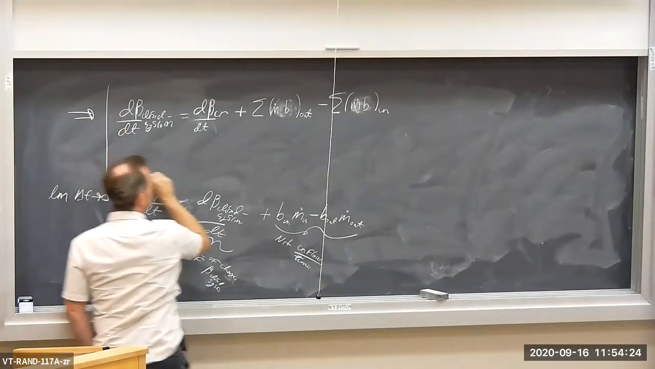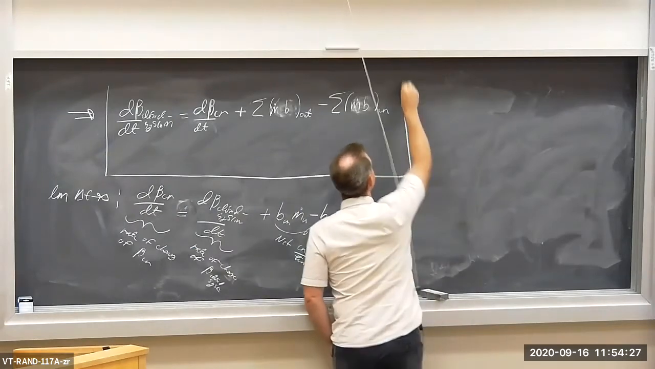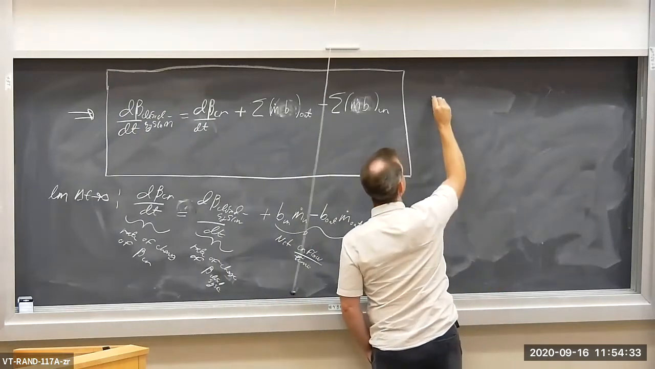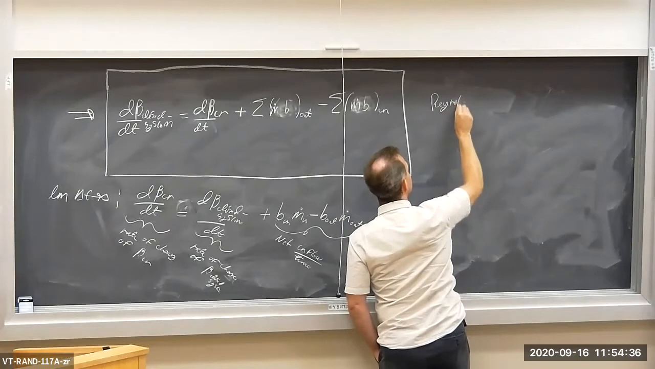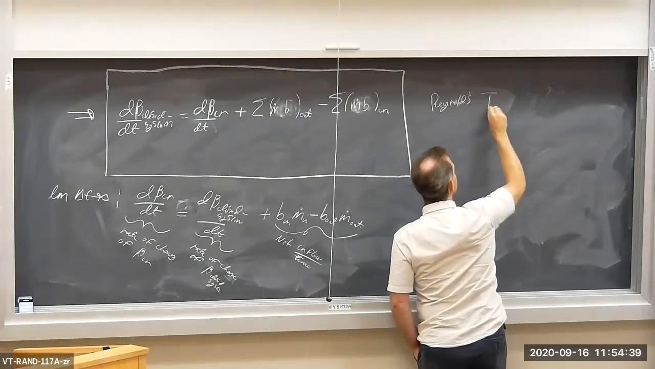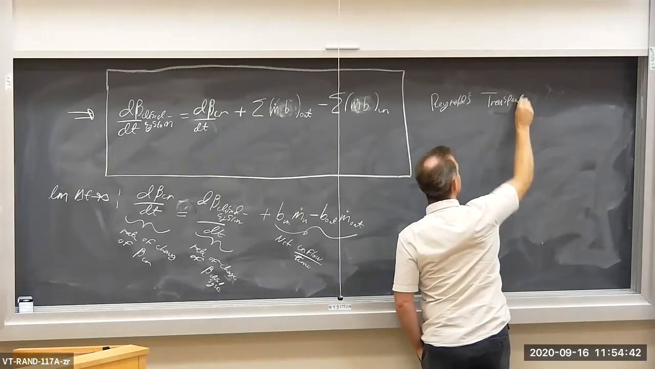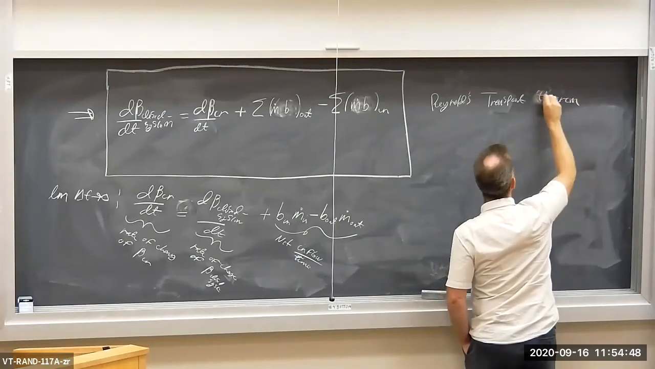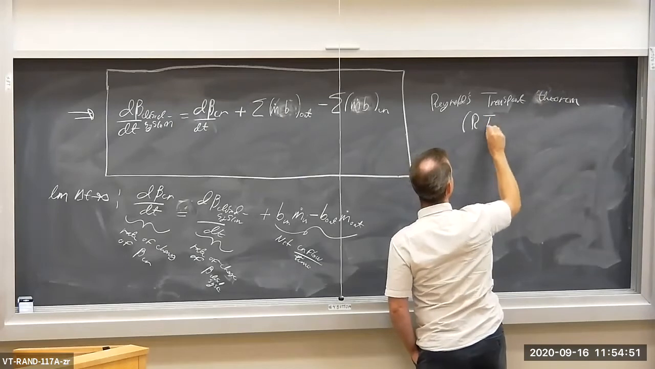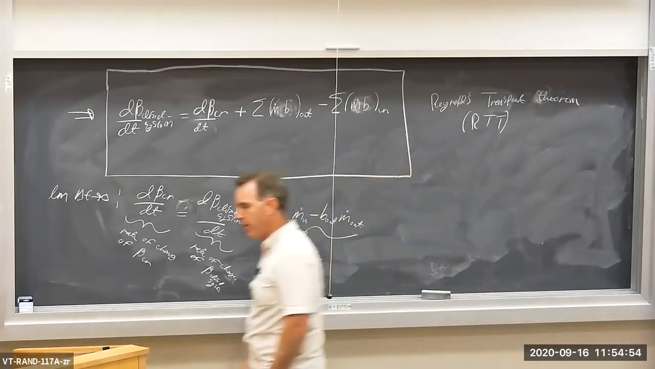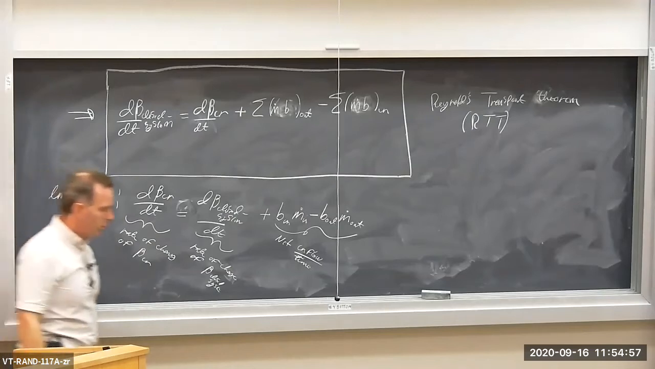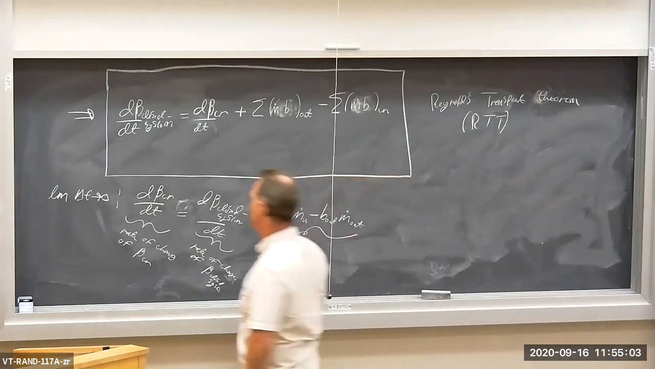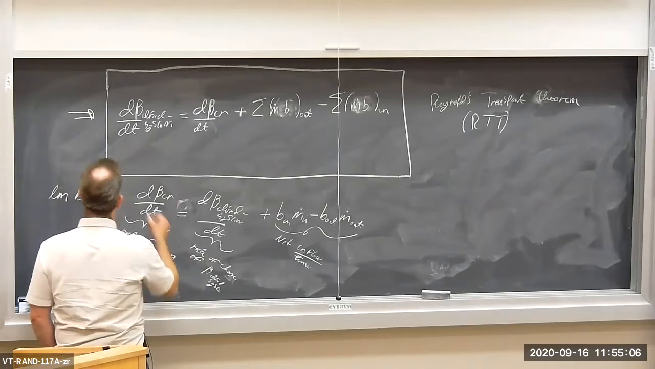Box this equation up. This is what's called the Reynolds transport theorem, or RTT. This equation allows you to move or transform a closed system conservation equation into an open system conservation equation. So let's go over what these terms are again.